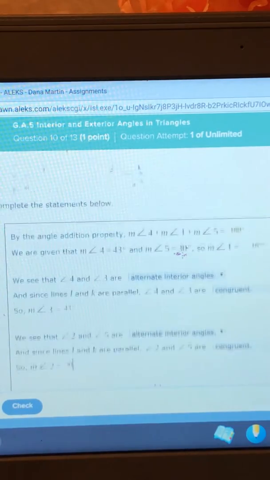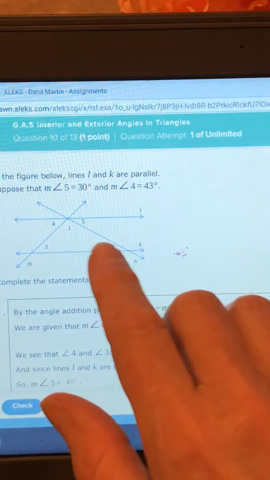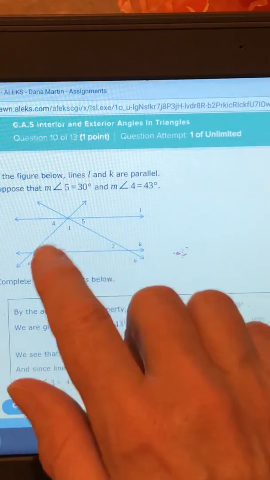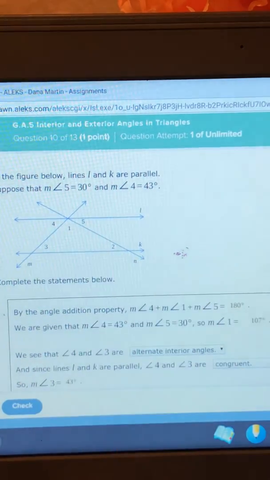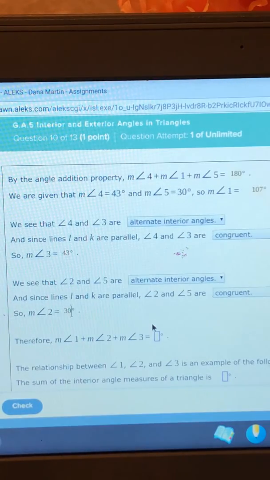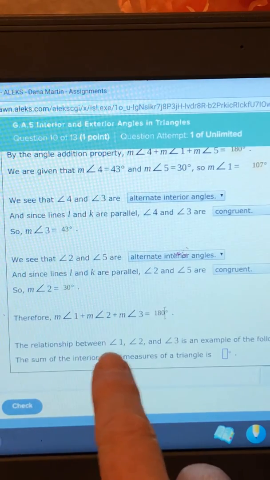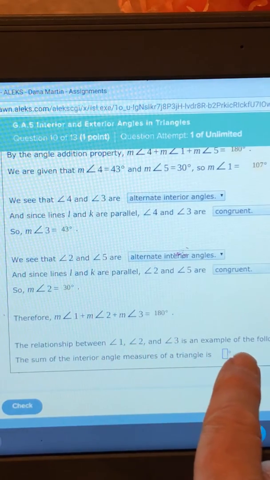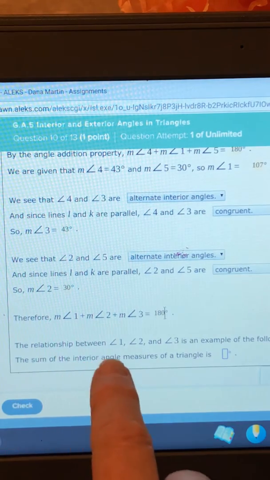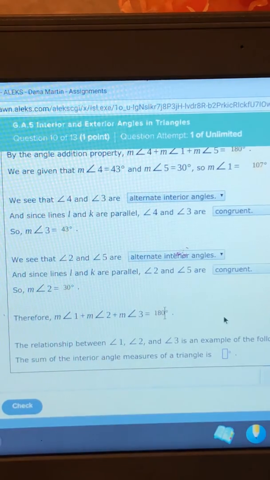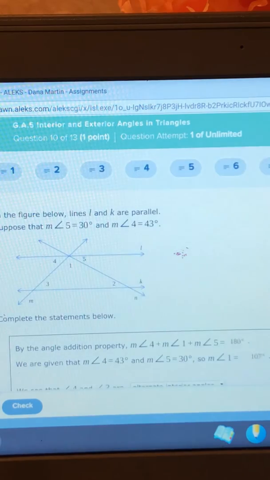Now, they're saying therefore, measure of angle 1 and angle 2 and angle 3, that's supposed to equal, and we're supposed to know how much that equals if you add up all those three angles, and we do know, 180. Every triangle, the sum of its angles are 180. All right, the relationship between angle 1 and angle 2 and angle 3 is an example of the following rule. The sum of the interior angle measures of a triangle is always 180. See how easy that is? So they ask a lot of the same type questions on this type of a problem. Okay? All right, here we go, number 11.